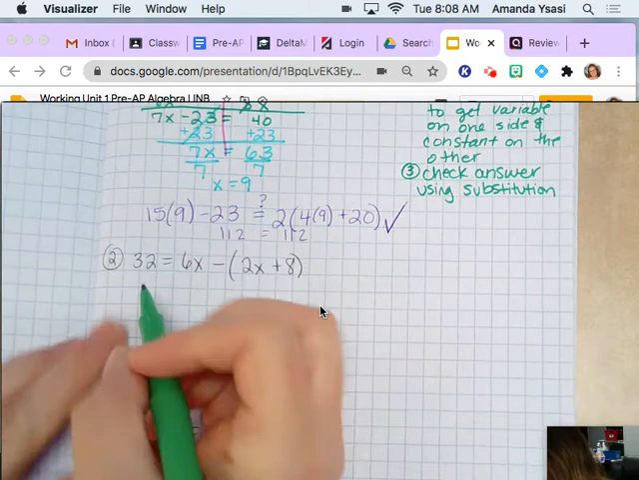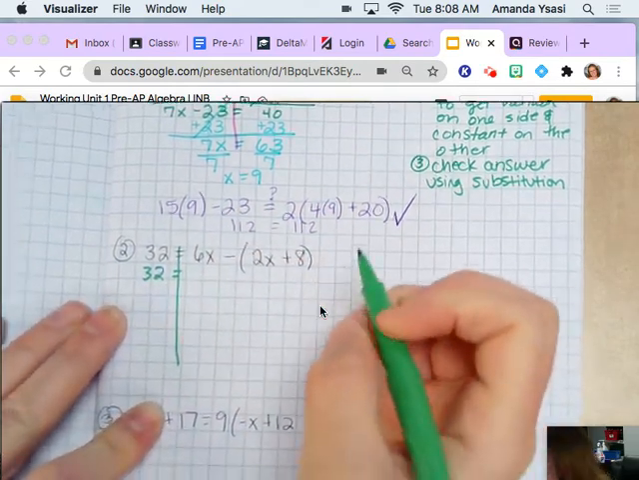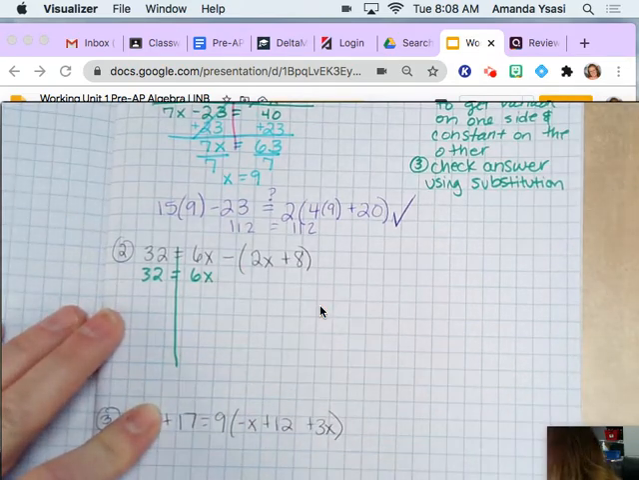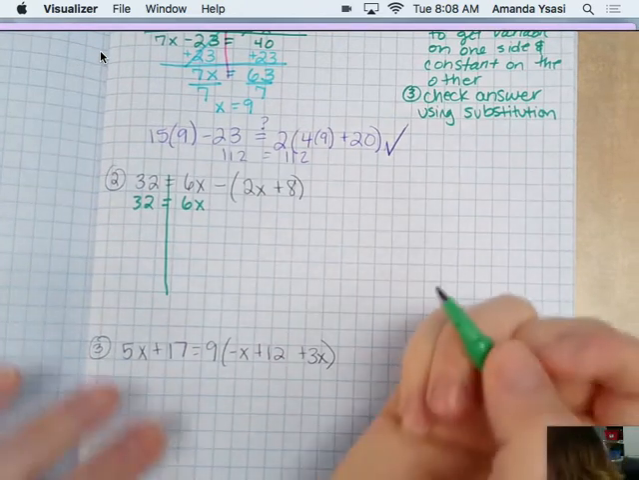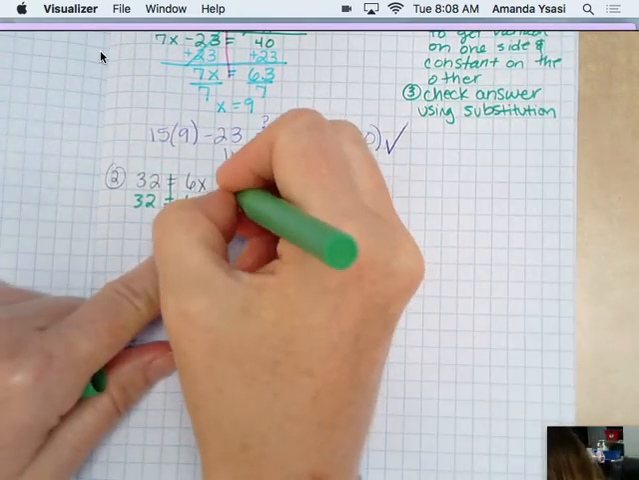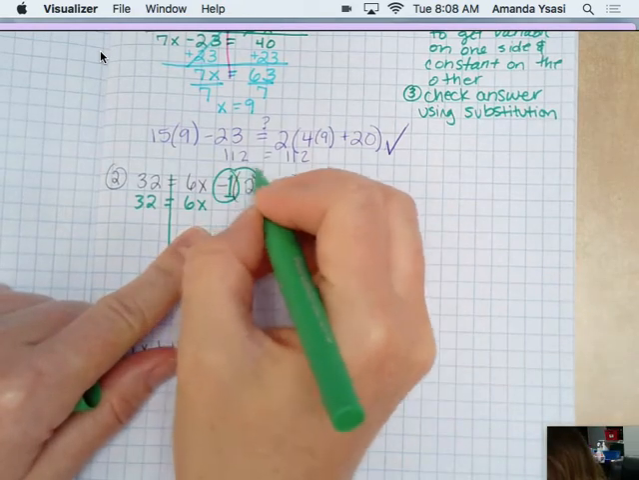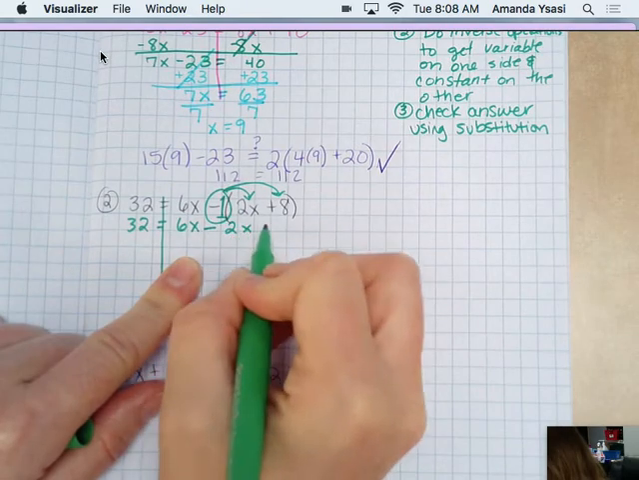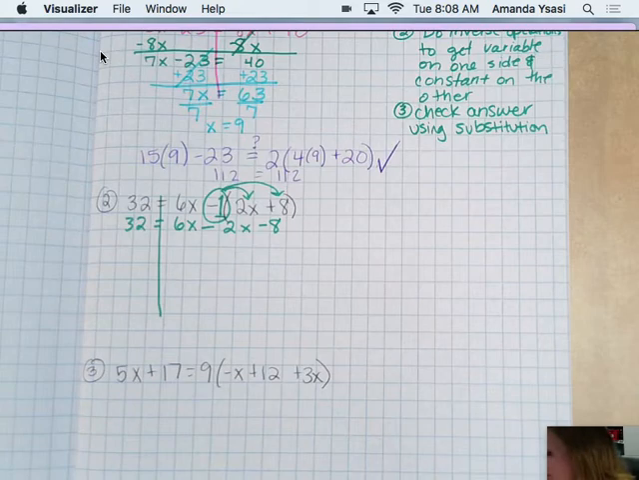Okay, so the left side is just 32 equals. The right side is 6x. What about this minus that 2x plus 8? You have to distribute that. You have to distribute that negative because what's really there? Yeah, -1 to everything. So that would be -2x minus 8. It changes the sign of everything inside that parentheses.